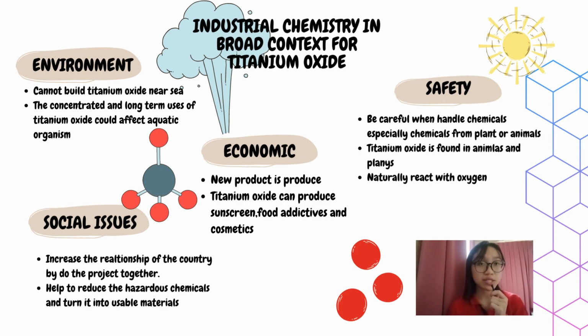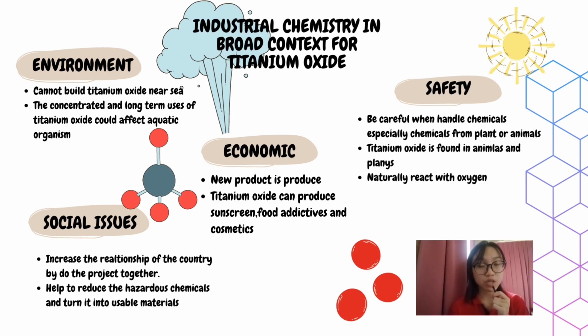First context, which is safety. In safety, we should be careful when we handle chemicals such as titanium dioxide. It's because titanium dioxide can be dangerous to us, and it can be found in animals and plants. And not only that, titanium dioxide naturally reacts with oxygen and can also be found in ores or sand.